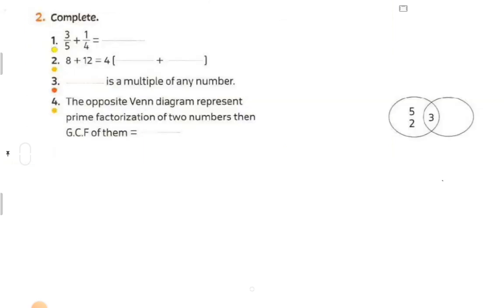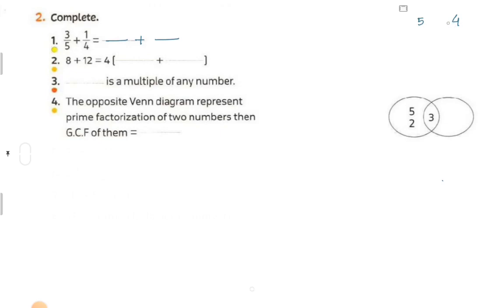Next, question number 2, complete. Number 1: 3 over 5 plus 1 over 4. Directly, it's an adding operation between two fractions with unlike denominators. So I need to change this operation to be between fractions with like denominators. To find the like denominator, look at 4 and 5. I find that there is no multiple of one for the other.